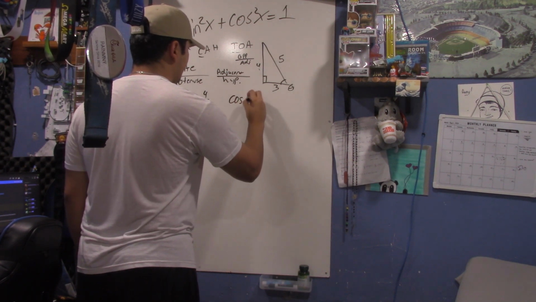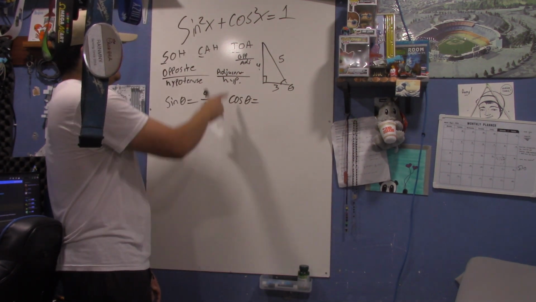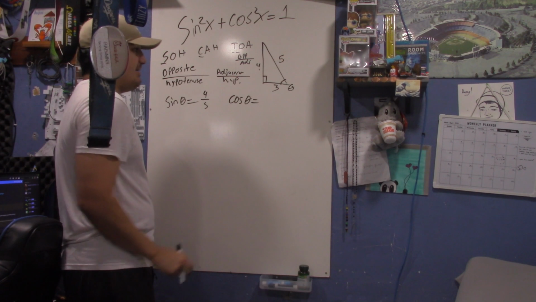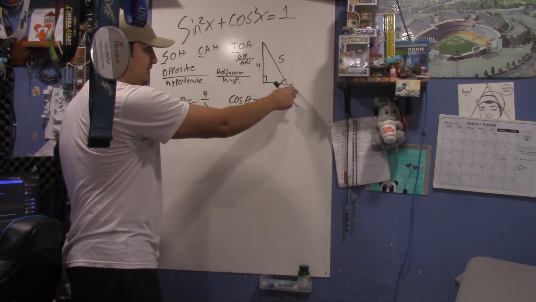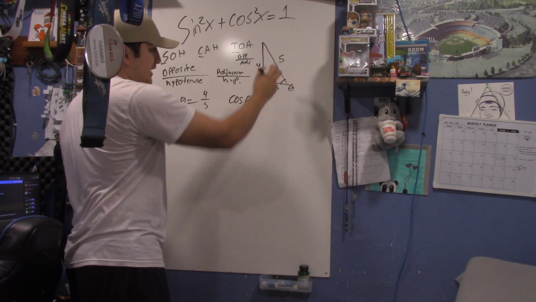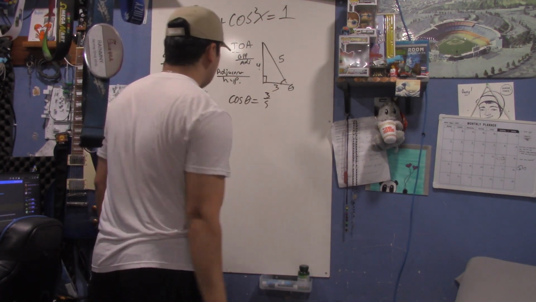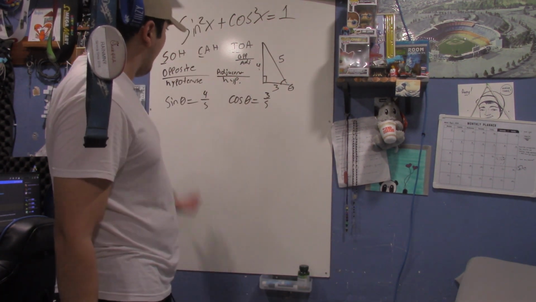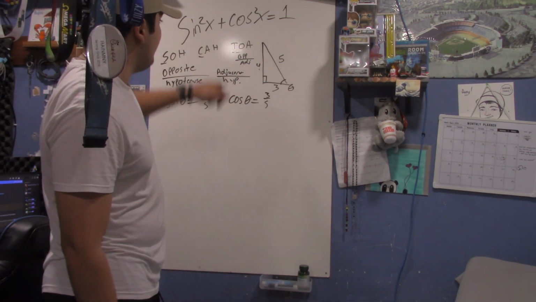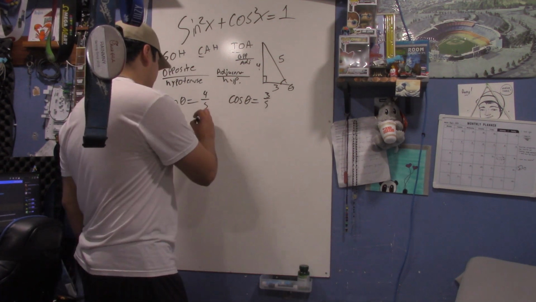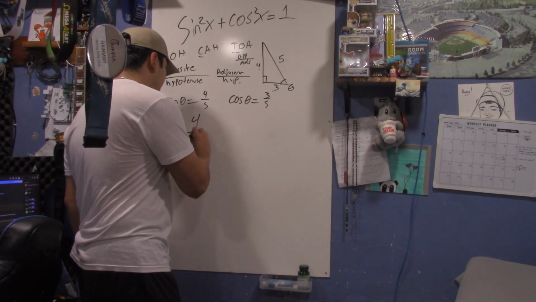Cosine of theta is the adjacent over the hypotenuse. So the adjacent, right next to it, not the hypotenuse, but the adjacent over the hypotenuse. Okay, so you're probably wondering, Andy, 4/5 plus 3/5 is not 1. That's because it's sine squared of x and cosine squared of x. So that's what we're going to do. We're going to square both values right here.